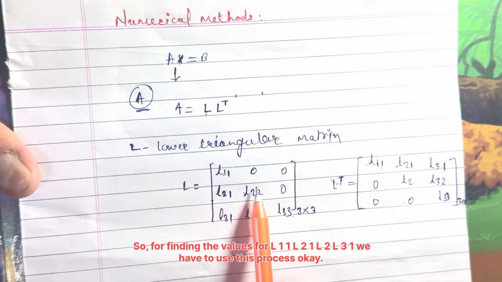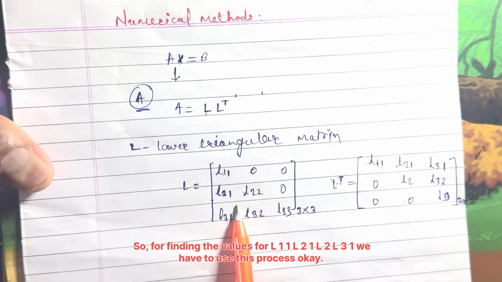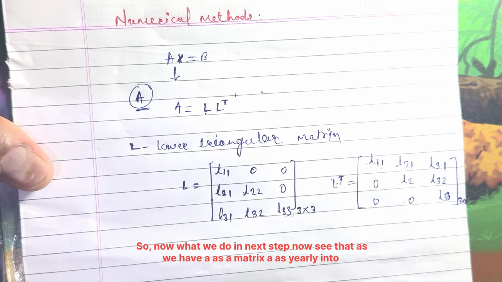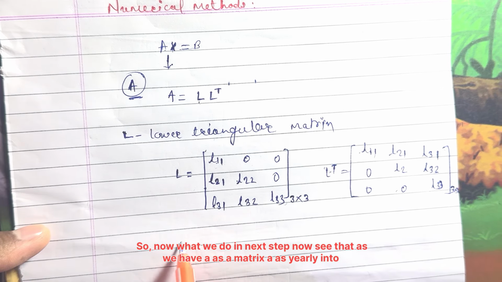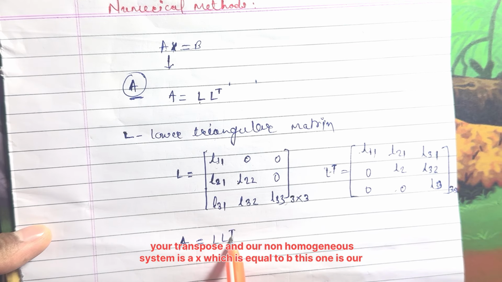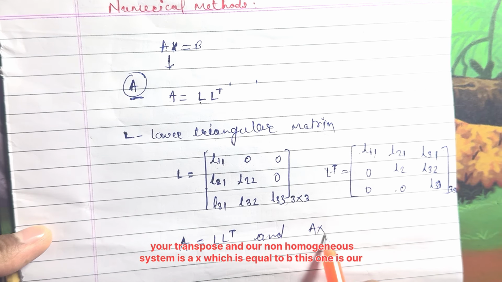For finding the values of L11, L21, L22, L31 and so on, we have to use this process. Now, in the next step, we have matrix A as L into L transpose, and our non-homogeneous system is AX = B.